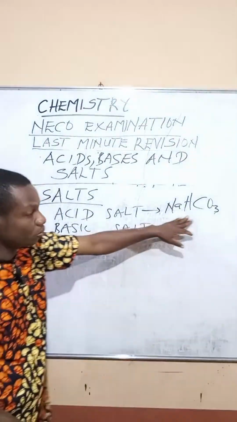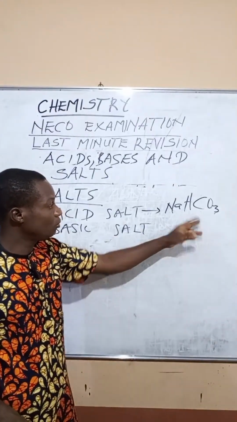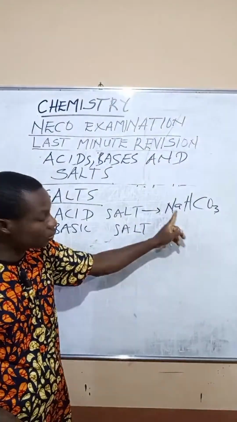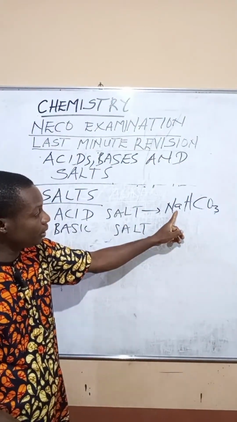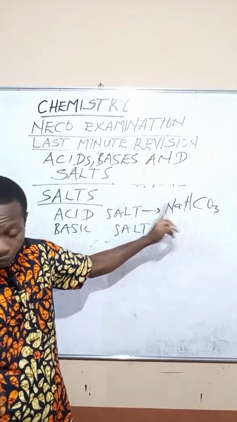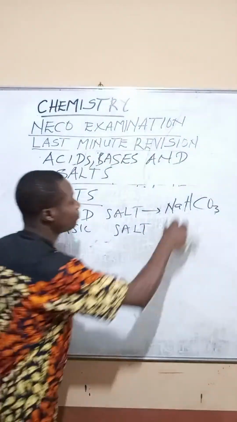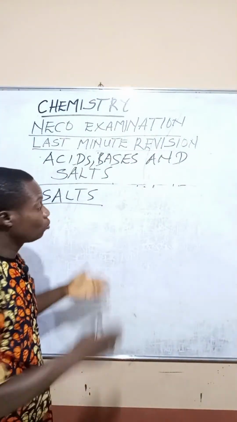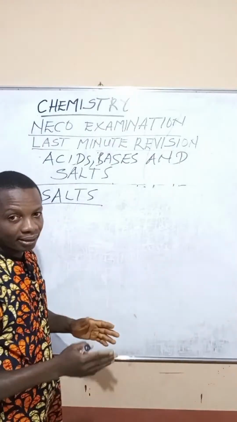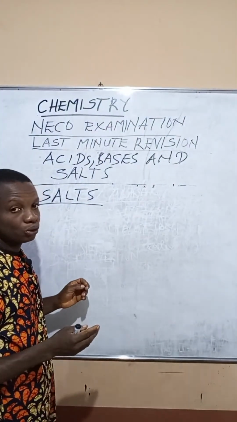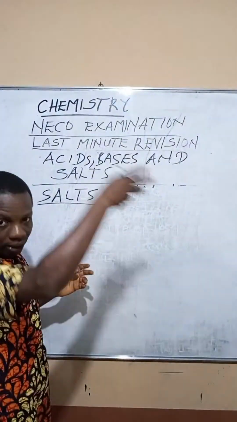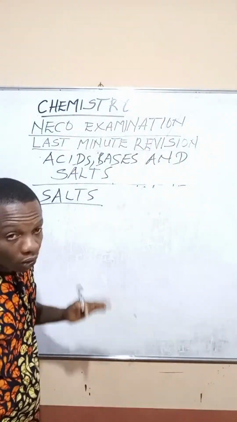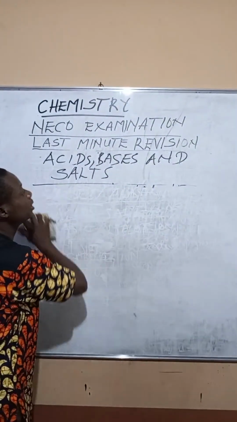If this acid salt dissolves in water, the solution will be either alkaline or acidic. But what we have here is this sodium, so the solution here will be more alkaline. Don't forget, salt can be formed from a strong acid and a weak base, from a weak acid and a weak base, or from a weak acid and a strong base. So depending on which one. Please take note of all these things I'm showing you, because this is last minute revision.